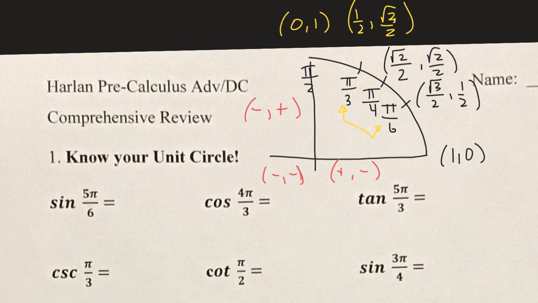So know that the x's are the cosines and the y's are the sines. So the sine at 5 pi over 6, right? This is a second quadrant angle where the sine is positive and it has the same y value as pi over 6. Right? All of the pi over 6's have the same coordinates.